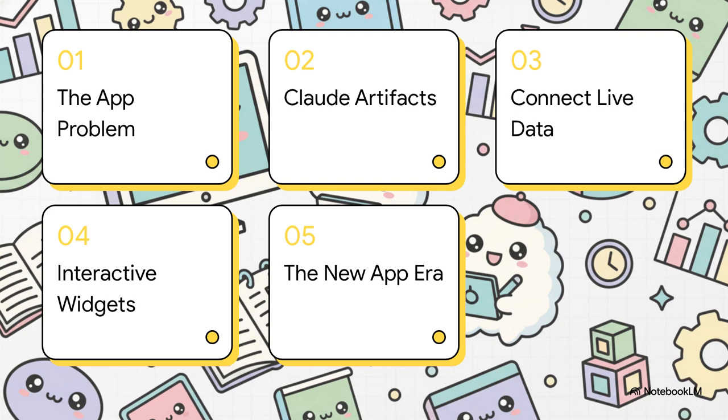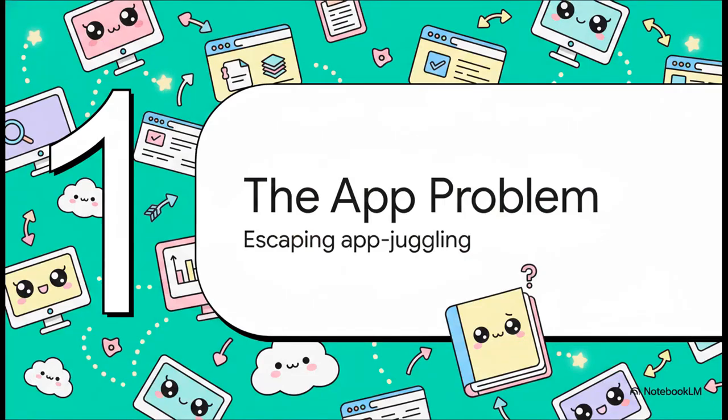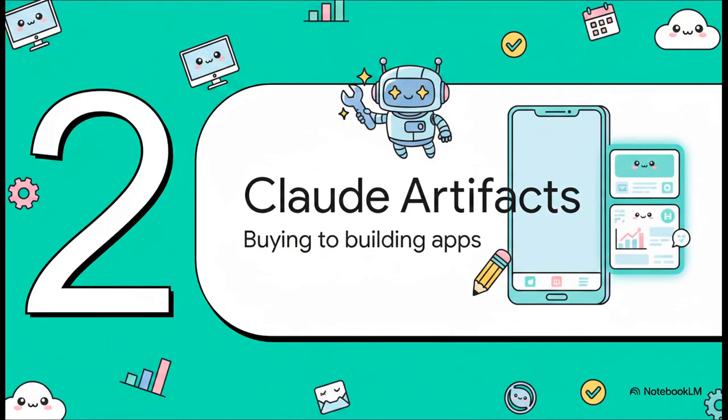So here's our agenda for today. First, the productivity app problem. Second, what are Claude artifacts? Third, connecting real-time data. Fourth, interactive elements in widgets. And finally, the new app building era. Section 1, the productivity app problem. Escaping the daily app juggling drain. Section 2, what are Claude artifacts? From buying apps to building them.